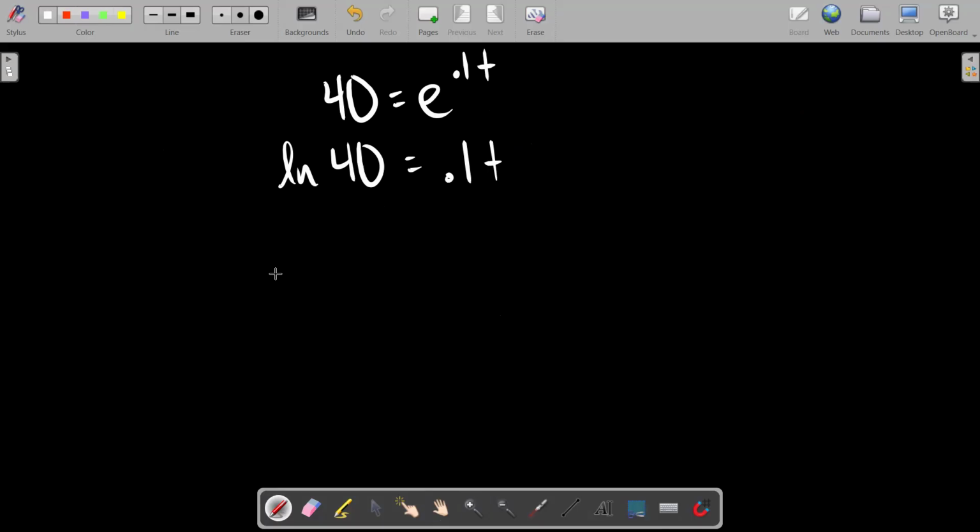And then from here, what we wind up typing into our calculator will just be the natural log of 40 divided by 0.1. Say again?